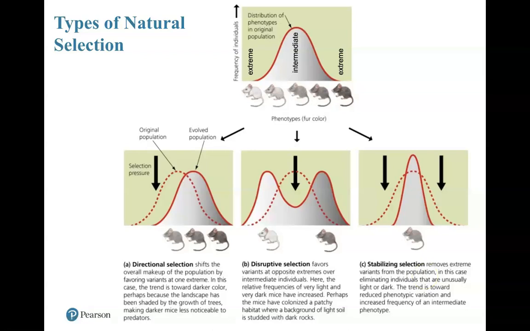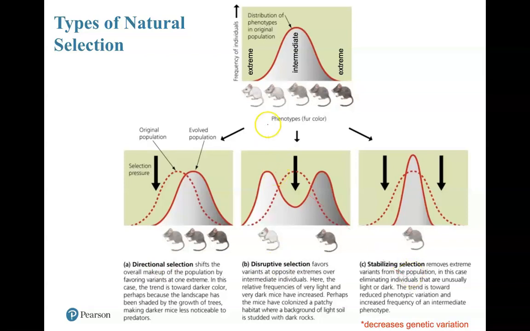I wanted to say something else here. These types of natural selection, any type of natural selection, whether it's directional, disruptive, or stabilizing, you are decreasing genetic variation in the population. So check it.